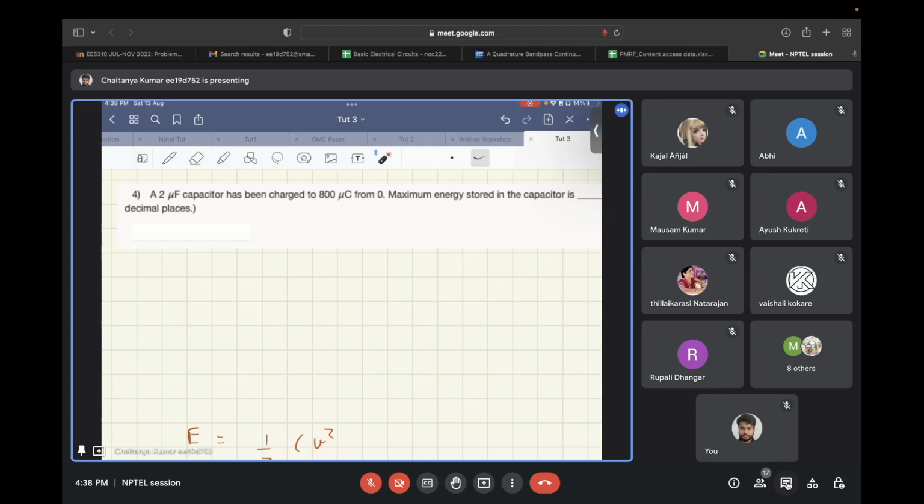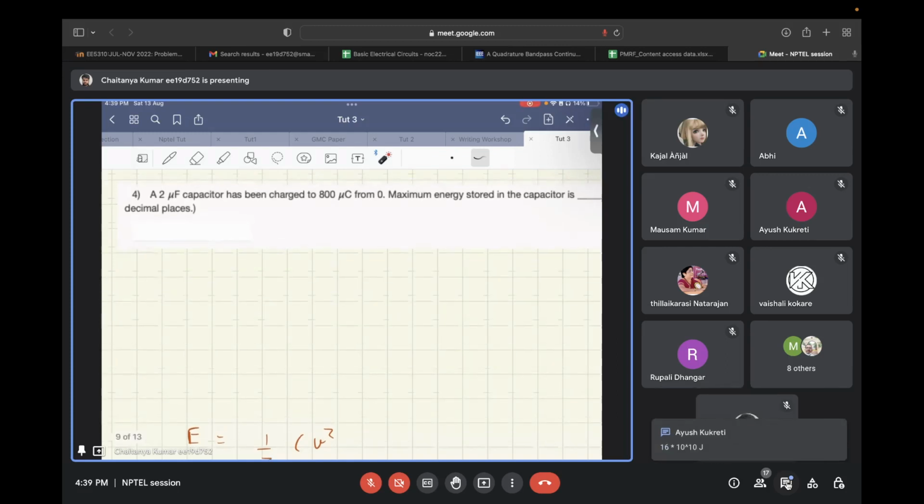If you have figured out the answer, you can paste it in the chat window. Okay, so let's see what the solution is.